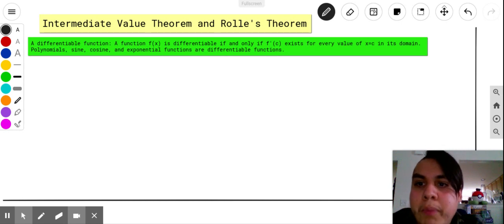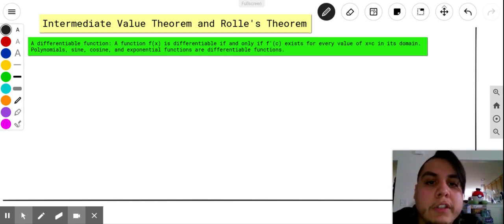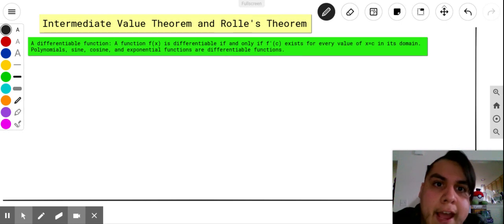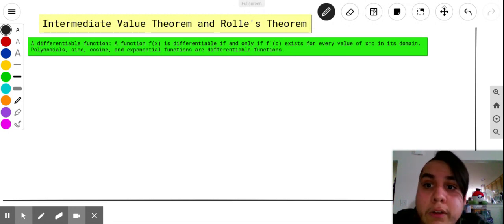All right. Polynomials, sine, cosine, exponential functions are differentiable functions, meaning that if we take the derivative of a polynomial or a sine or a cosine or an exponential function, we can say those are differentiable because when we get those derivatives, we can plug in any number for x, whatever its domain is, and we're guaranteed to have an output, aka we're guaranteed to find a value for its derivative for any possible input. That's all the differentiable refers to.